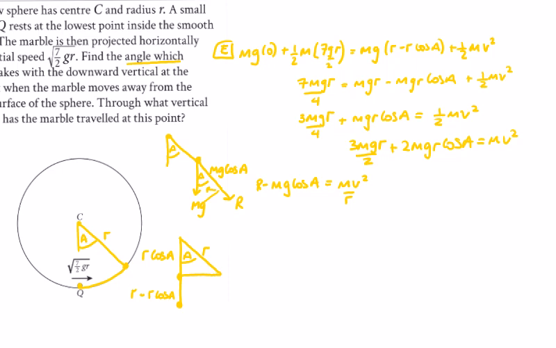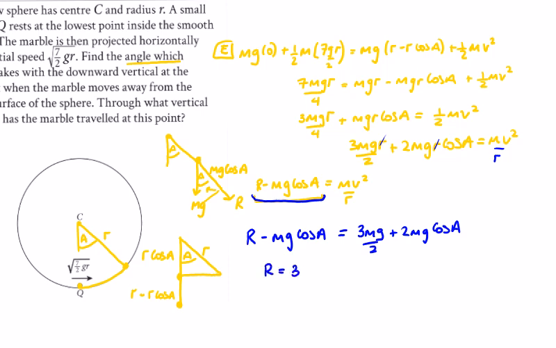So we actually have mv squared over R, so why don't we equate to 2mv squared over R? So we have R minus mg cos A, this guy, is going to be equal to, if we divide by R over here, it's going to be 3mg over 2 plus 2mg cos A. So R will be equal to 3mg cos A plus 3mg over 2.